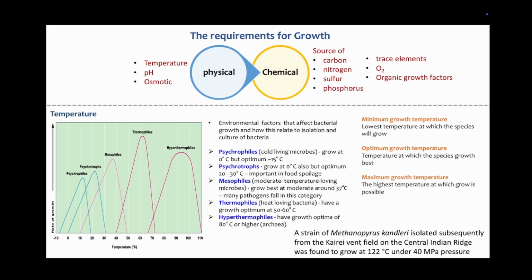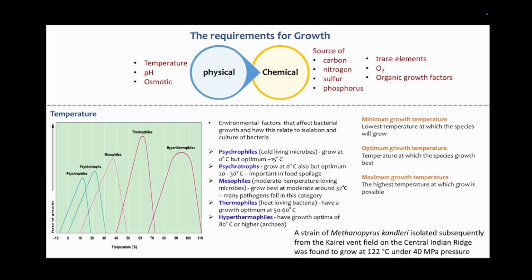If you look at this diagram, you can see the psychrophiles, psychrotrophs, mesophiles, thermophiles, and hyperthermophiles. And you can see that they actually overlap. When we grow them, we always try to grow them at their optimum temperature. But even when we grow them at the optimum temperature, don't be surprised if you get other groupings. Okay?